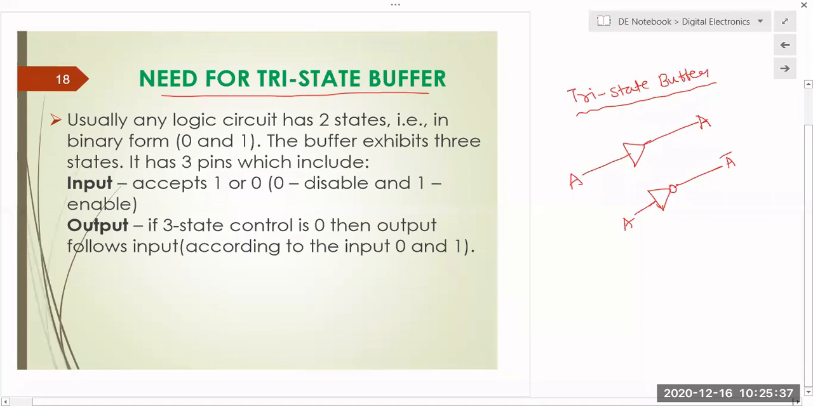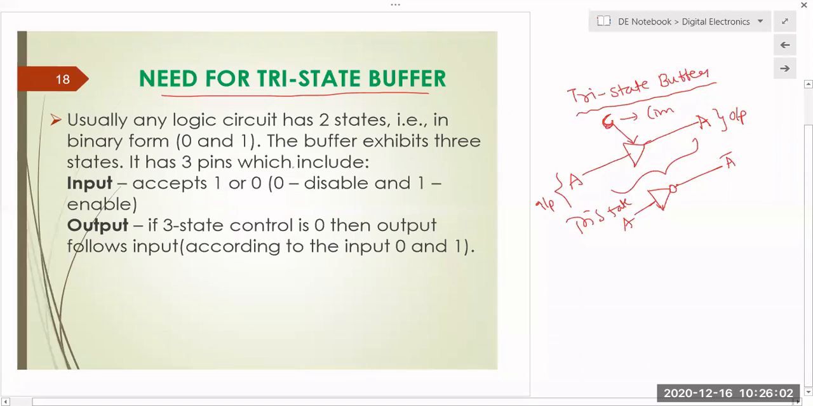That is, it has 3 states. General circuits have an input state and an output state, but we have one more thing, that is your 3 states. This is C, generally used to indicate the control. This is called a tri-state buffer because it has 3 states. So what is this state? It is the high impedance state.